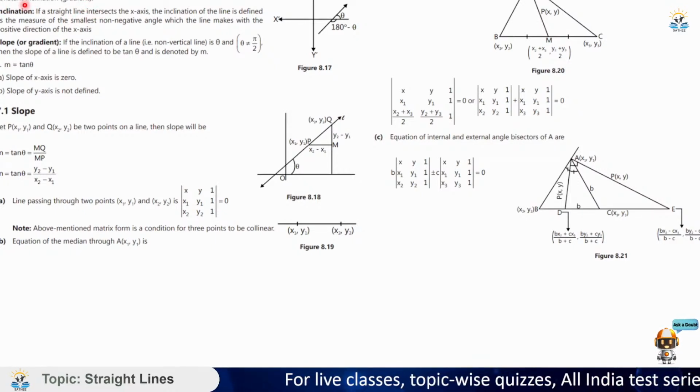What is inclination? If a straight line intersects the x-axis, the inclination of the line is defined as the measure of the smallest non-negative angle which the line makes with the positive x direction. In this figure, here the inclination will be theta, the smallest positive angle with the x-axis. Okay, so this is known as inclination.